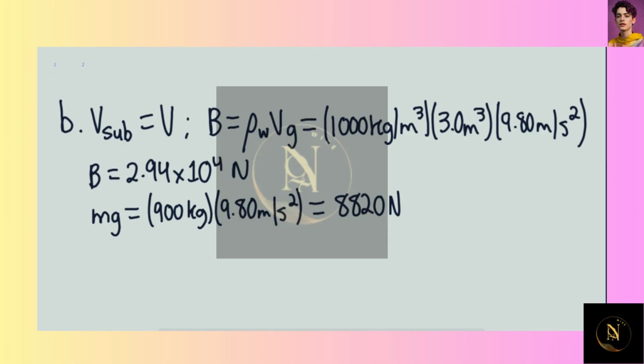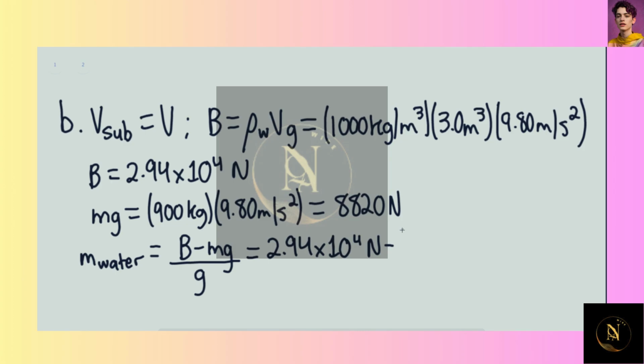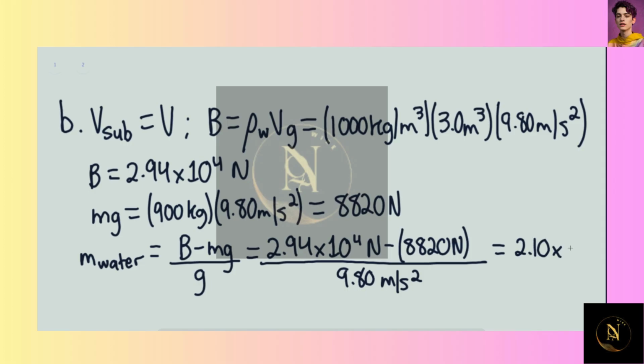And I can say that the weight of the water inside the car when it sinks is the buoyant force minus the weight of the car itself. So we can say the mass of the water would be equaling the buoyancy force minus mg, over g. This would be equaling 2.94 times 10 to the 4th newtons minus 8,820 newtons, divided by 9.80 meters per second squared. This is equaling 2.10 times 10 to the 3rd kilograms.